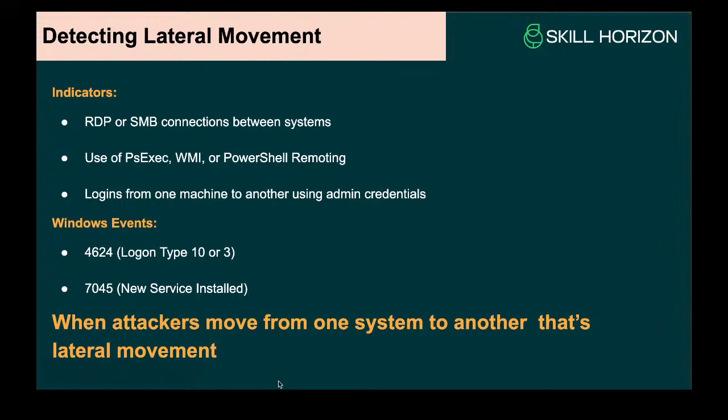You can also check for logins from one machine to another using some admin credential. The event ID is 4624, but the logon type is different. The logon type will be 10 or 3, and then 7045 if a new service was installed, right? These are the indicators when attackers move from one system to another. That is called lateral movement.